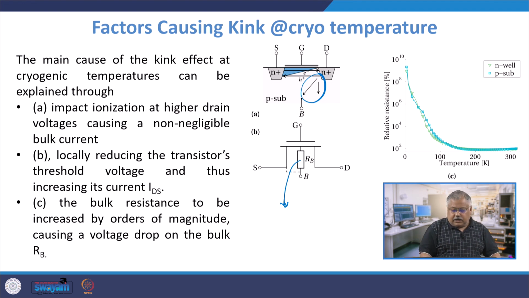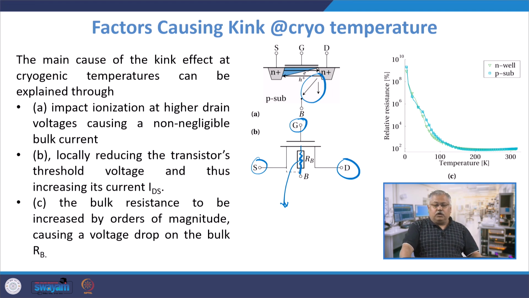Look at the equivalent circuit diagram here. I have a gate terminal, source and drain, but there is also a resistance term defined as RB, which is referred to as the bulk resistance, and it is a function of temperature and the bias. Since there is a current flowing through the p-type substrate, the resistance will be a function of the bias as well as the temperature.